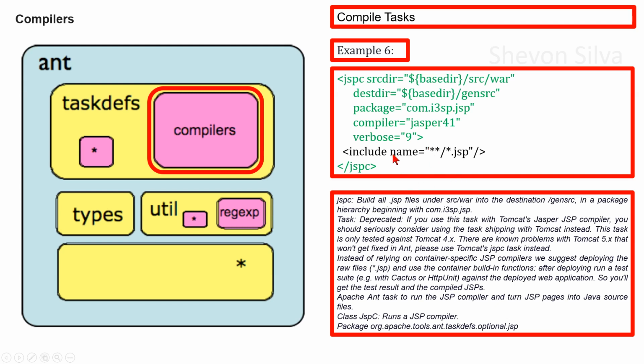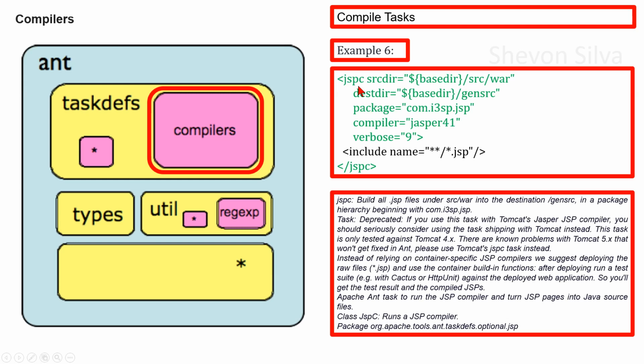Now we are considering JSPC. Here it builds all JSP files under src/var into the destination /gen-src in a package hierarchy beginning with com.i3sp.jsp. The task JSPC is deprecated.